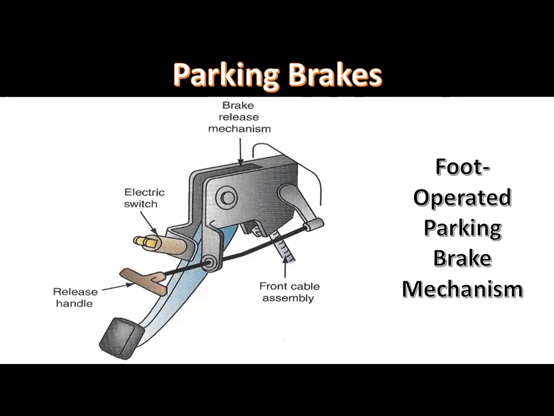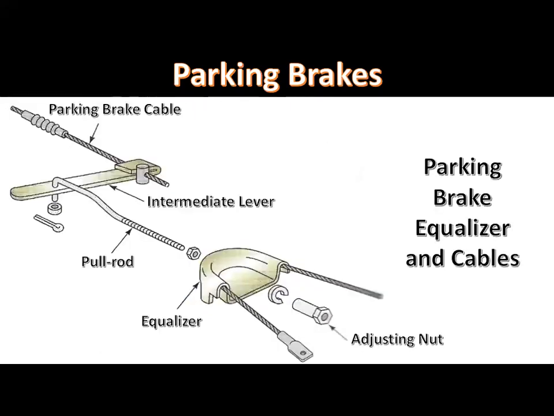Some parking brakes have a vacuum operated release mechanism that releases the parking brake when vacuum is applied to the vacuum diaphragm in the parking brake release actuator. This type of parking brake also has a mechanical release lever to release the parking brake if the vacuum actuator is not operating. A cable is connected from the parking brake lever to an equalizer under the vehicle. Dual cables are connected from the equalizer to the rear brakes.